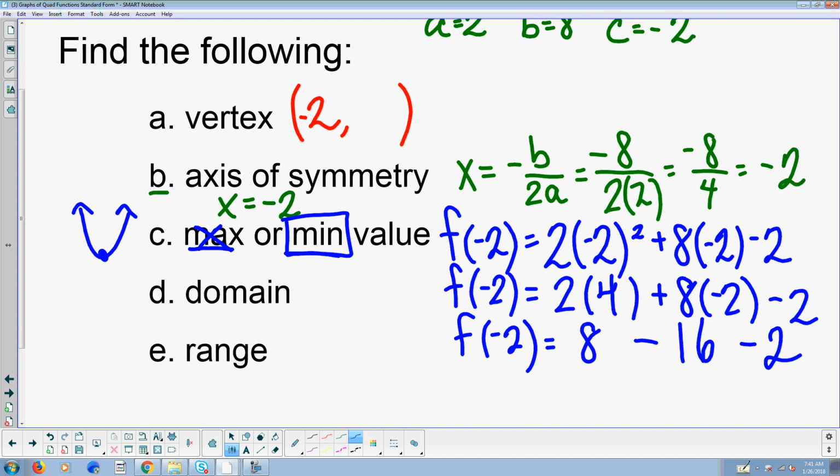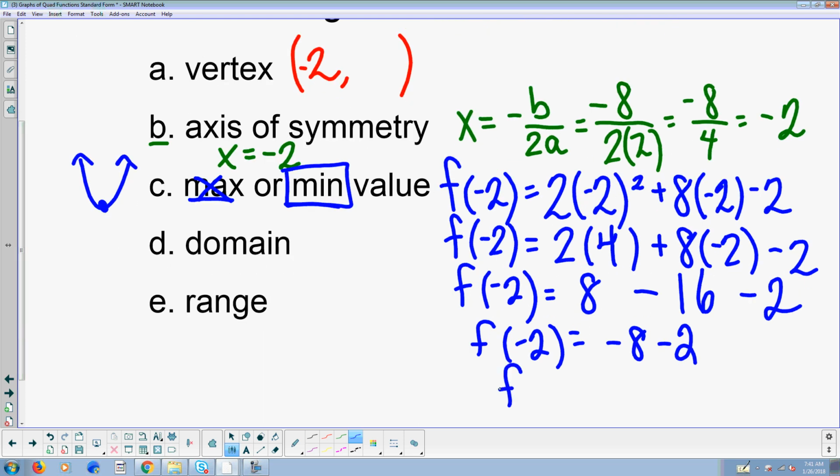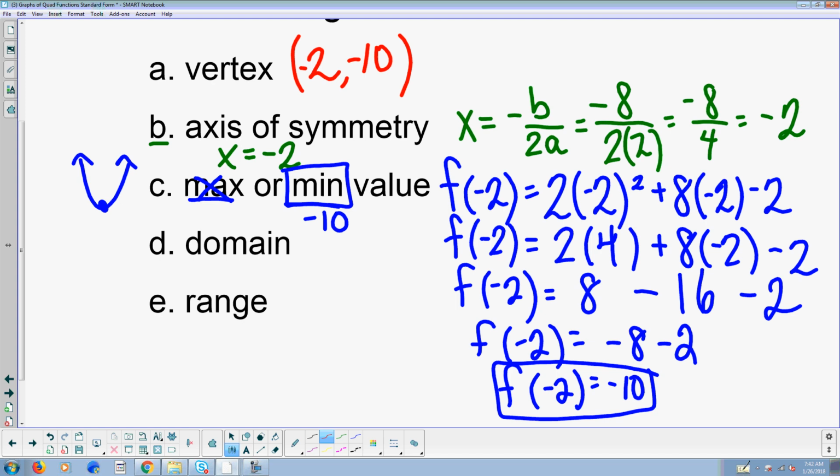Last, I can perform this subtraction. 8 minus 16 is negative 8. And then subtract 2 from that, I get negative 10. Okay, so my minimum value is negative 10. When I find that minimum value, I know I've also found the y-coordinate of the vertex. So the y-coordinate of the vertex is also negative 10.